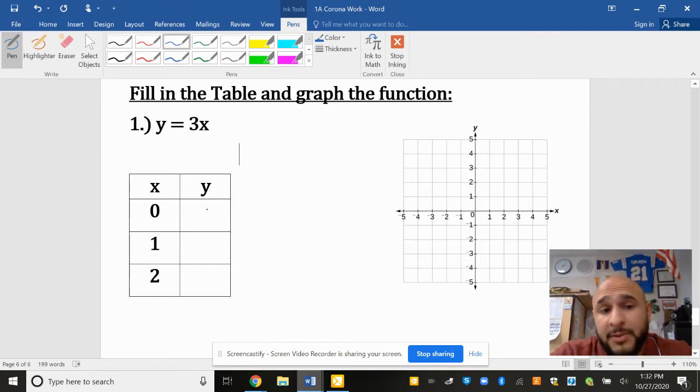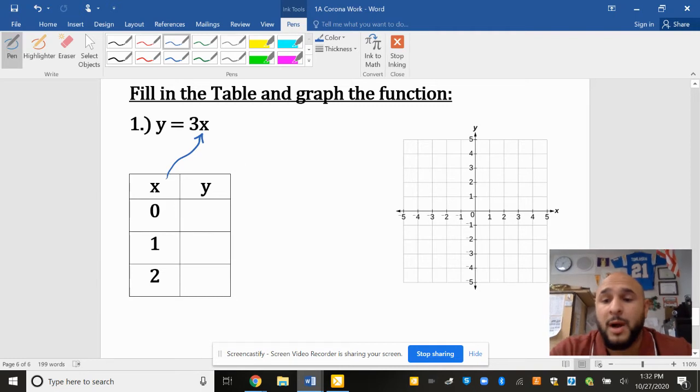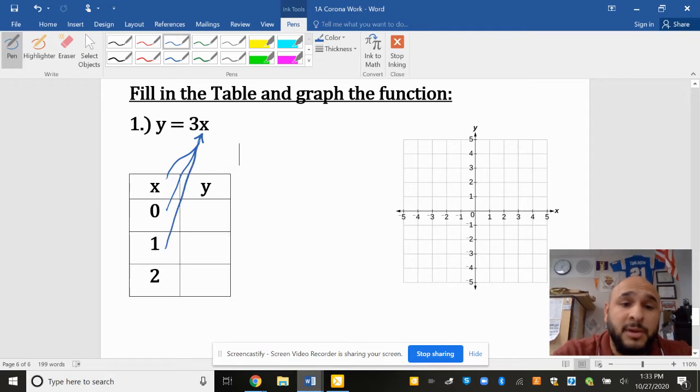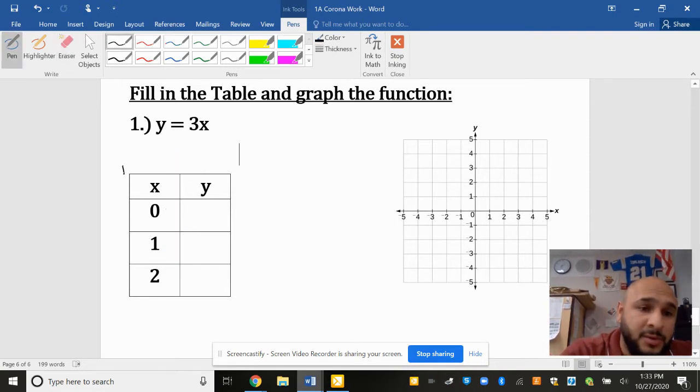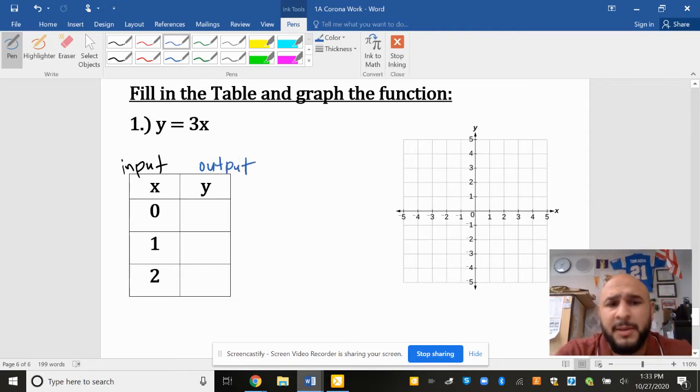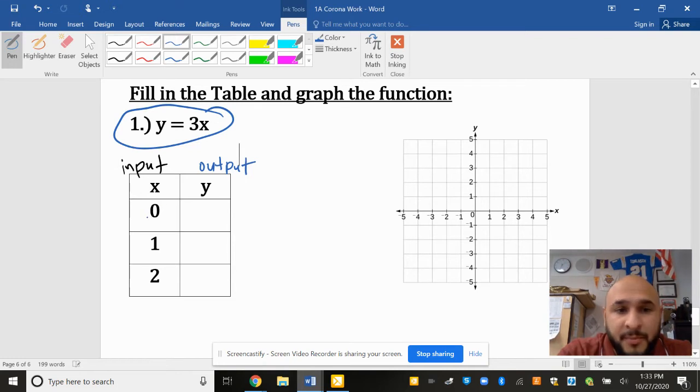In order to get our y values, we are basically going to plug those numbers into our function, which is y equals 3x. So we're going to plug in the 0 where the x is, the 1 where the x is, and the 2 where the x is. And the function, when we multiply it by 3, is going to give us our output, which is our y. Sometimes you're going to hear x referred to as the input, and the y referred to as the output. It's almost like the function up here is a machine, and when you put the x into it, it shoots out your y values.